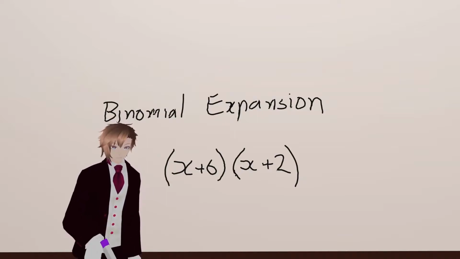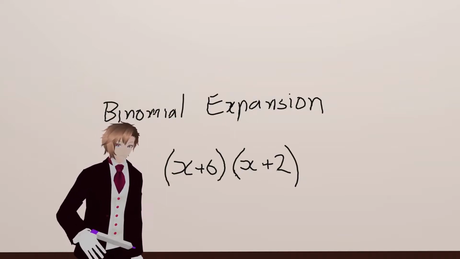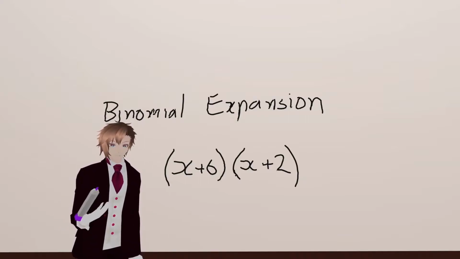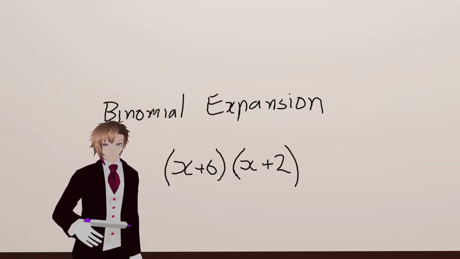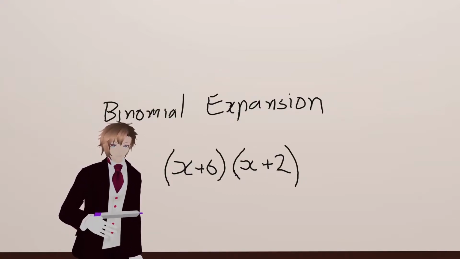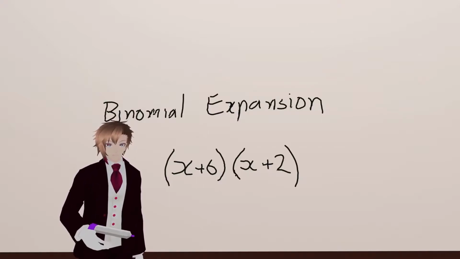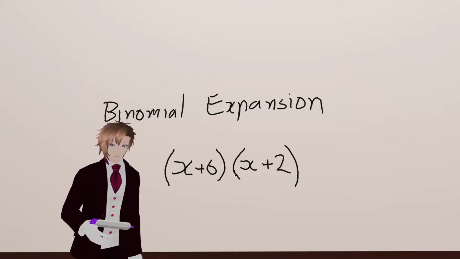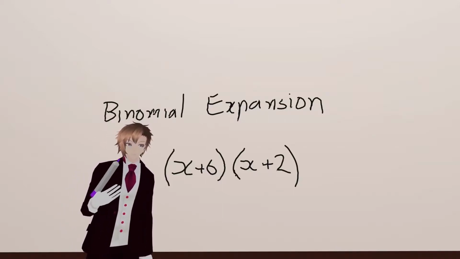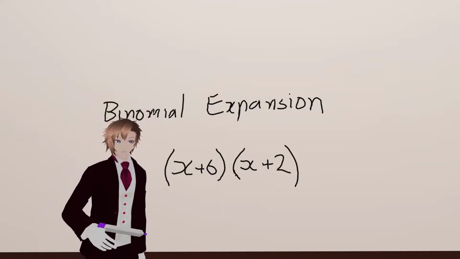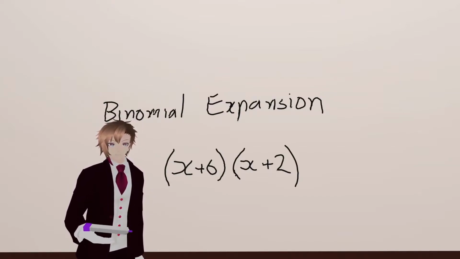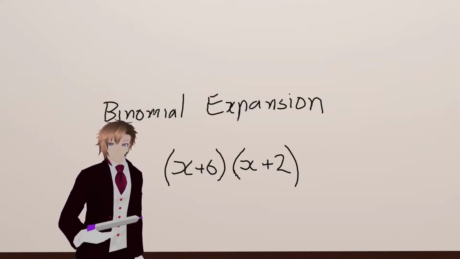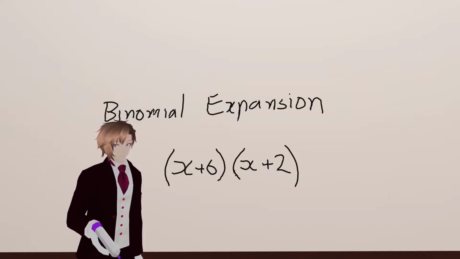Binomial expansion. That sounds pretty terrifying, doesn't it? However, binomial just means 2. Instead of using the distributive law with one thing outside the brackets, instead we have 2 things outside the brackets. Seems a little bit less scary now, doesn't it? With the distributive law, we share something equally between everything in the other brackets. So we're going to do the same thing here.